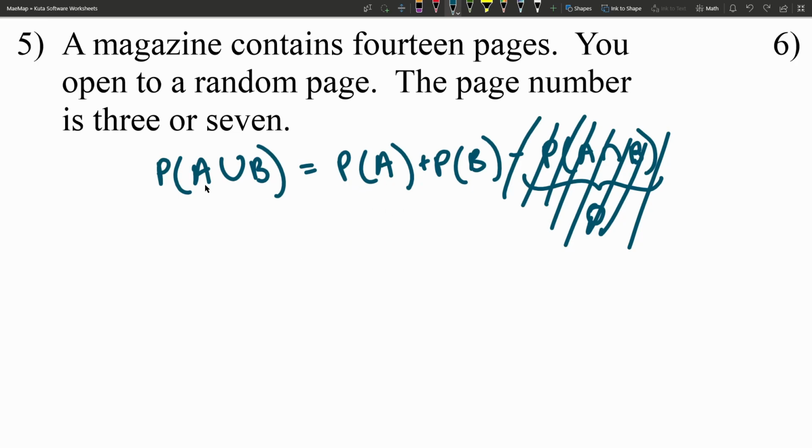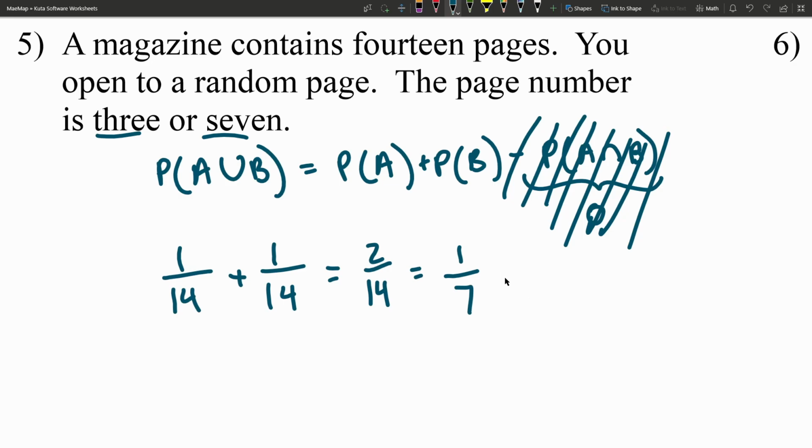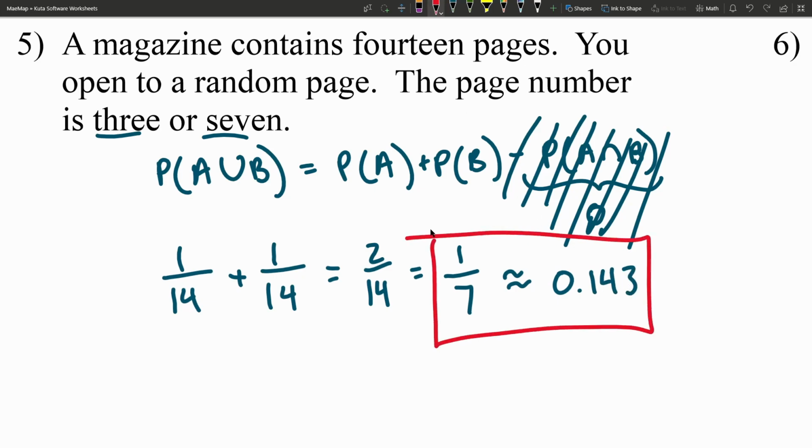Therefore, we're just going to take the probability that we get a 3 for the page number and the probability that we get a 7. And that's the probability of 3 or 7. So out of 14 pages, getting 3, that's 1/14. And then we're going to add that to getting a 7. Well, that's also 1/14. 1/14 plus 1/14 is 2/14, which we can simplify down to 1/7. And in decimal form, that's approximately 0.143. So remembering this, let's move on to number 6.